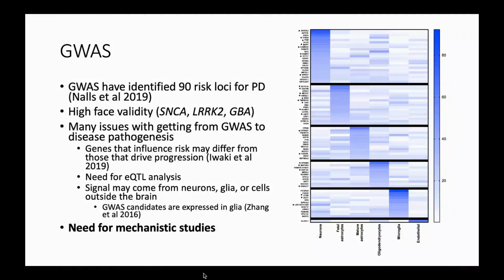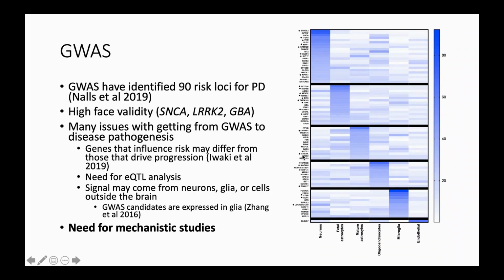Unlike multiple system atrophy, we know quite a lot now about the genetics of Parkinson's disease. So human genome-wide association studies have identified at this point nearly 90 risk loci for Parkinson's. These studies, in my opinion, have high face validity in that some of the loci identified include the alpha-synuclein locus, LRRK2, and GBA, and these are all genes that are known to cause familial variants of Parkinson's disease due to point mutations, suggesting that the GWAS are really finding real pathologic genes here.